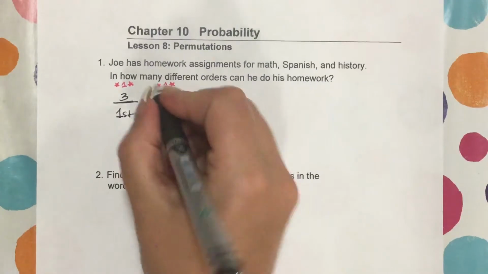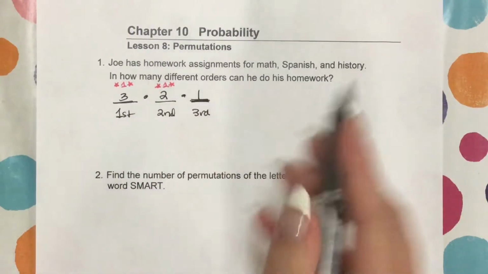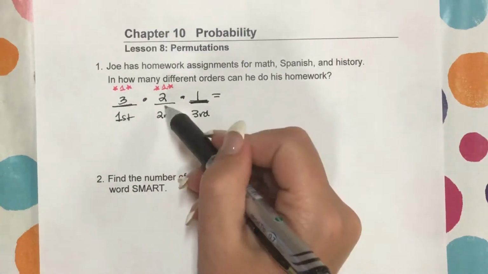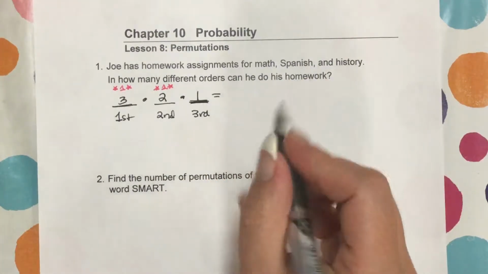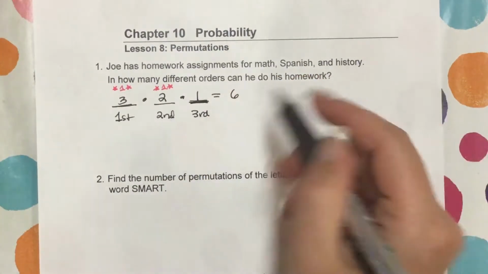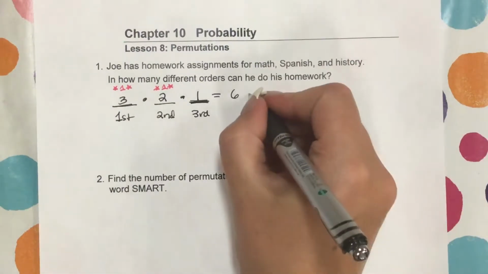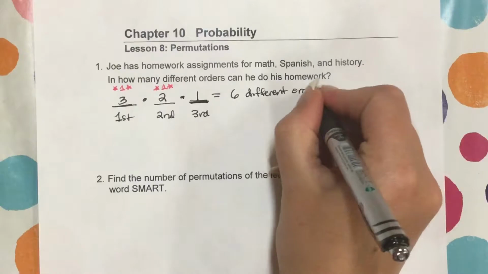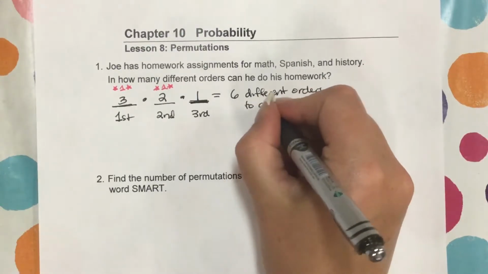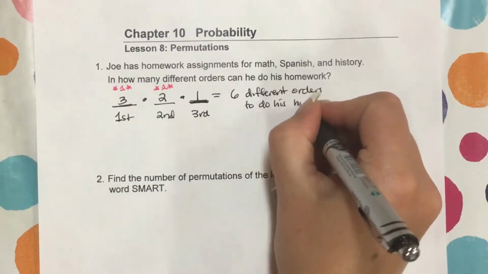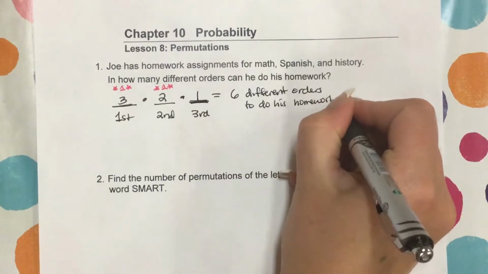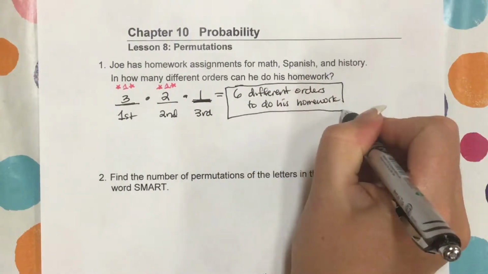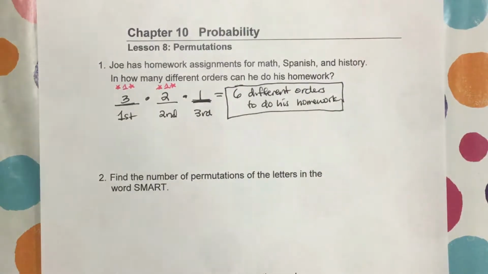So what's cool about this is to figure out the number of permutations, all we need to do is just multiply these numbers together. So 3 times 2 is 6. 6 times 1 is 6. So there are 6 different orders to do his homework. All right, that's how that one works. Okay, let's do the other one.